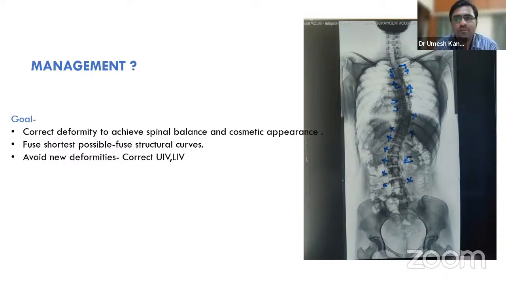Sir, when you're executing this plan, what would your correction maneuvers be? What is the primary correction maneuver? What are the other correction maneuvers that you would do? The primary correction maneuver on the concave side for the major curve will be the derotation of the rod, and on the convex side, it's a cantilever.